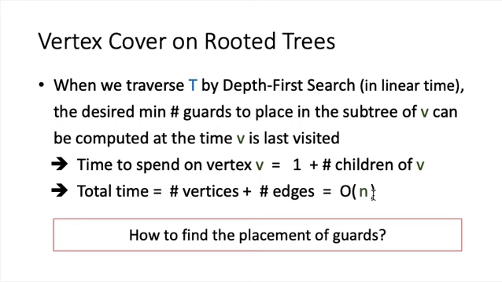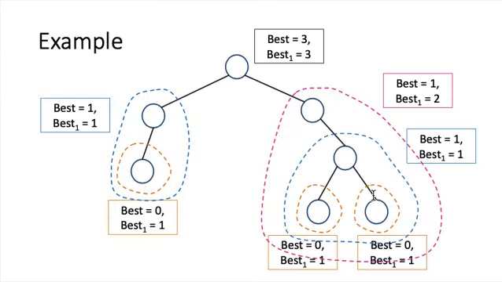Now finally, how do we find the placement of guards? It is actually quite easy. We are doing the backtracking. So this is what we have obtained so far after the traversal. Now when we do backtracking, we are asking, what should we do for this root node? We see that best is the same as best 1. So it is good to place a guard here because best 1 is equal to 3. So one of the optimal solutions will be placing a guard at the root node, because best 1 is also the same value as best.